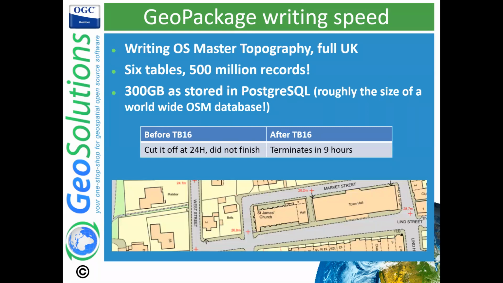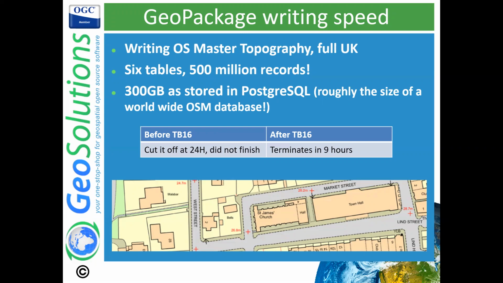Now, coming back to OSMasterMap topography, it's a very, very large dataset. As I said, it's just 6 tables, but it stores something like 500 million records. When we turn this dataset into a PostgreSQL database, the database used 300 gigabytes of disk storage, which is roughly the size of a worldwide OSM database when we use Imposm to create such a database. So imagine the amount of detail that we have to cover just the UK with that size.